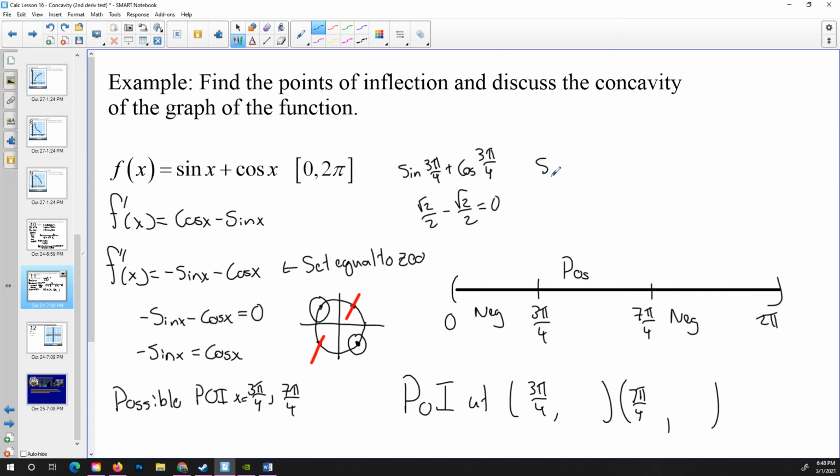So the sine of 7 pi over 4 plus the cosine of 7 pi over 4. The sine of 7 pi over 4 is negative square root of 2 over 2, and the cosine is positive square root of 2 over 2. So I get 0 again. So both of these points of inflection are going to be at 0.